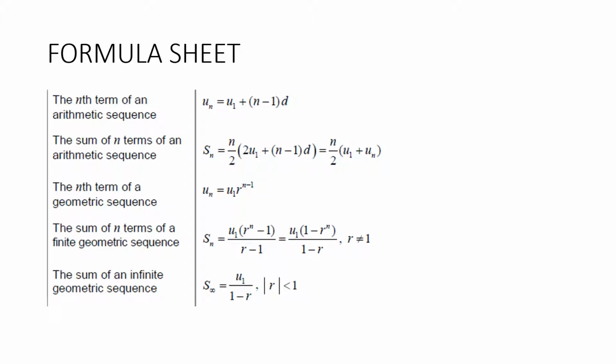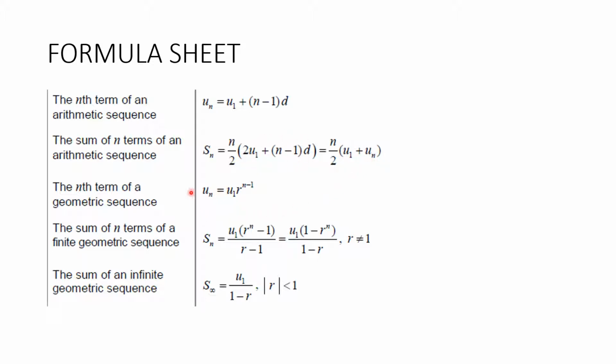Just before we finish off with an exam question, here's the formulas that are given for you on the formula sheet. So we've got the nth term of an arithmetic sequence. We have both versions of the sum of n terms, so the one where you're given the common difference and the one where you're given the nth term.